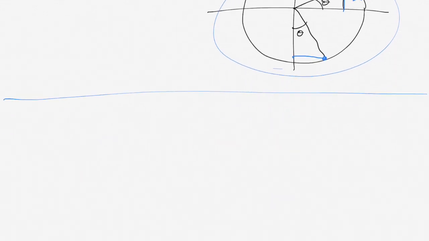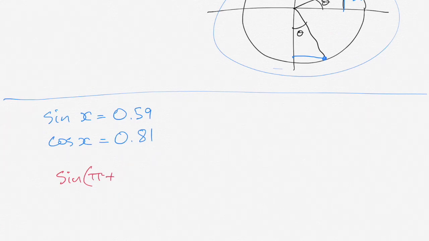A question might say something like sine x is equal to 0.59 and cos x is equal to 0.81. So given these bits of information, can you determine what is sine of pi plus x? Or can you determine what is cos of 2 pi minus x? Or can you determine what is sine of pi on 2 plus x?